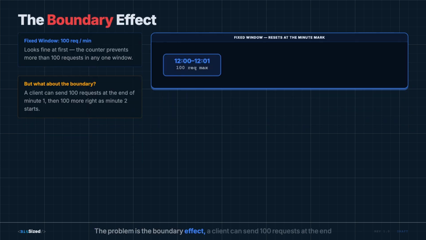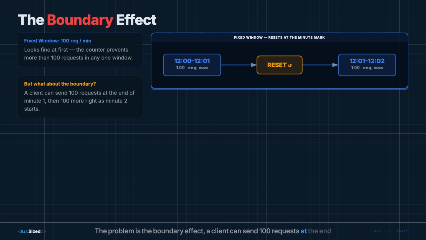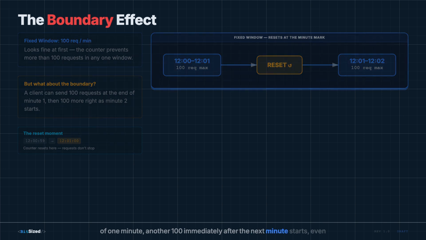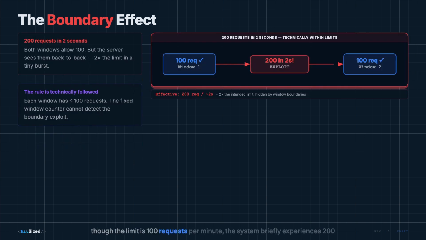The problem is the boundary effect. A client can send 100 requests at the end of 1 minute, another 100 immediately after the next minute starts. Even though the limit is 100 requests per minute, the system briefly experiences 200 requests in a few seconds.